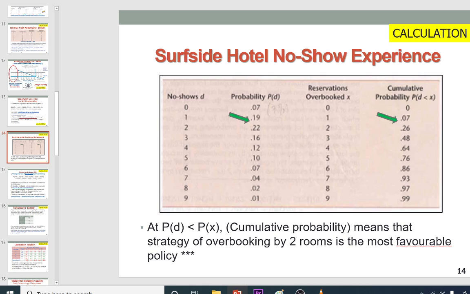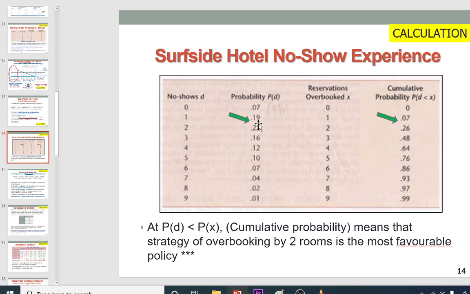So as such, at no-show number 2, that is the optimum number of possible overbooking to suit your business nicely, which is at 2 overbooking, right? This is shown by the level where PD is less than PX. The cumulative probability means that the strategy of overbooking by 2 rooms is the most favorable, right? Because this is small, and this is big.